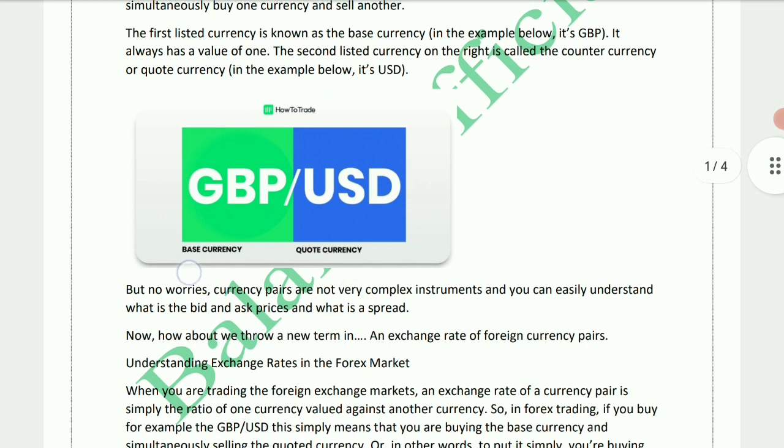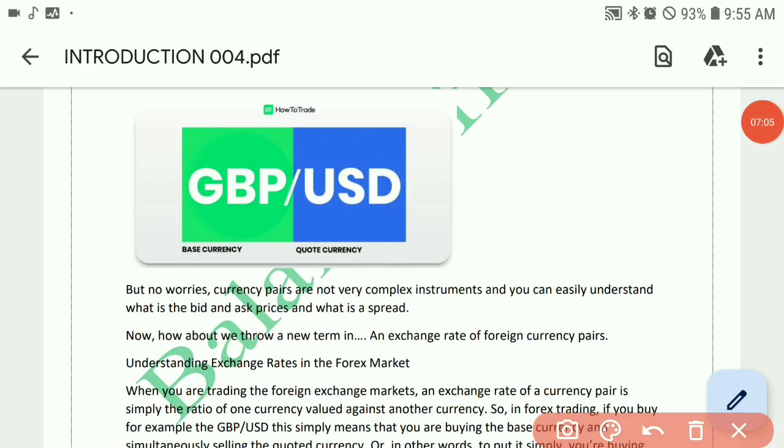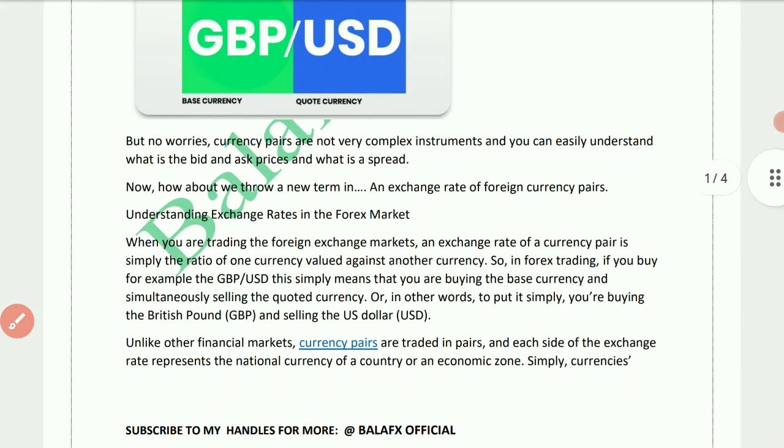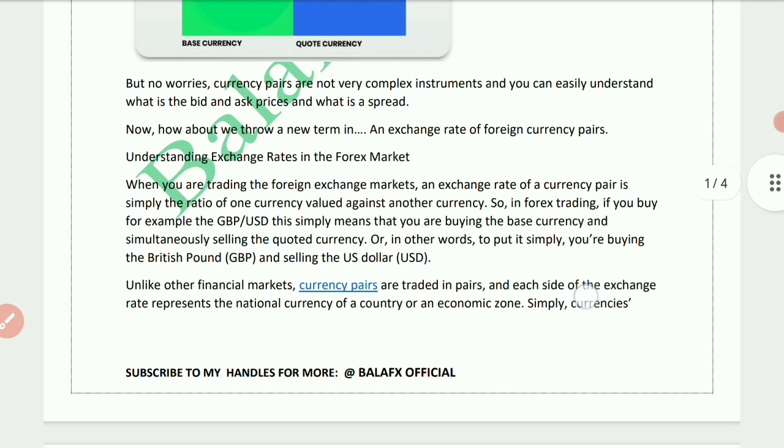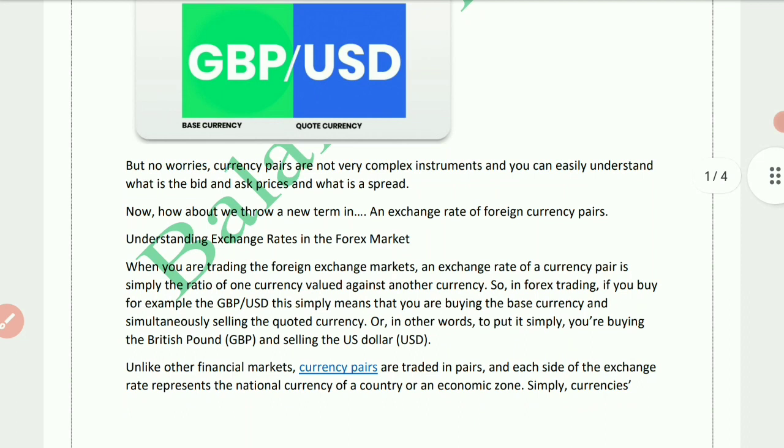So this is the base currency, while this is the quoted currency. Let's go further. No worries, this is not a complex instrument. Currency, bid price and ask price are simple terminology used in forex, and everyone can absorb it so fast. It is easier to understand.